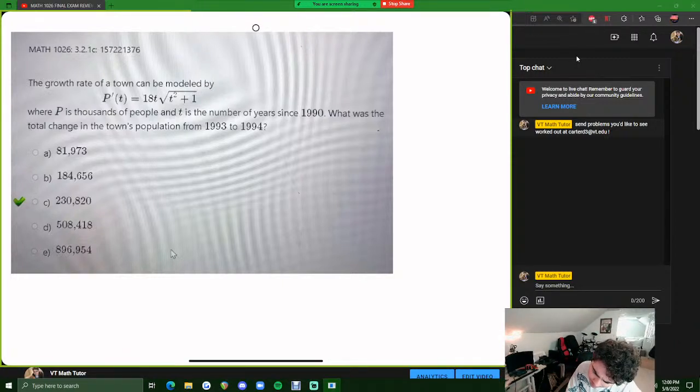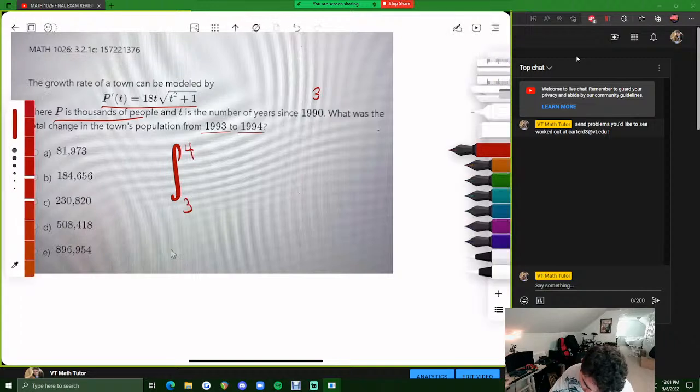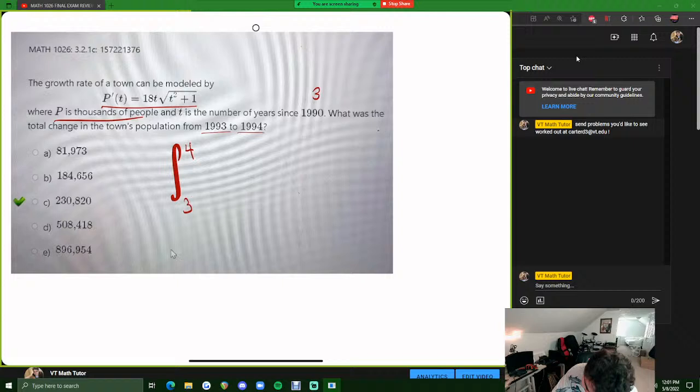In this problem, we are given P prime as a function, and P represents thousands of people. T is the number of years since 1990. And we want to know what was the change in the population, or the change in P, from 93 to 94. And so we want to set up an integral from one year to another year. What years are we concerned with? Well, we're concerned with the years 93 to 94, and 93 is 3 years since 1990, and 94 is 4 years since 1990. So we want to integrate from 3 to 4 the function 18t times the square root of t squared plus 1.